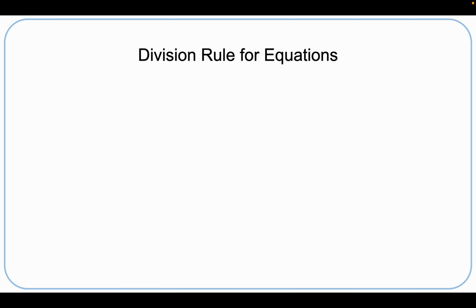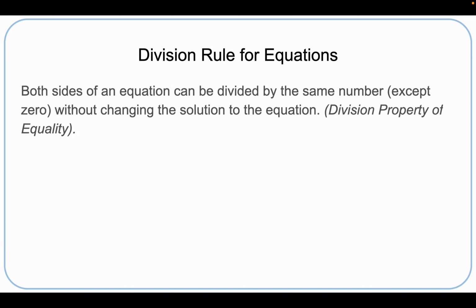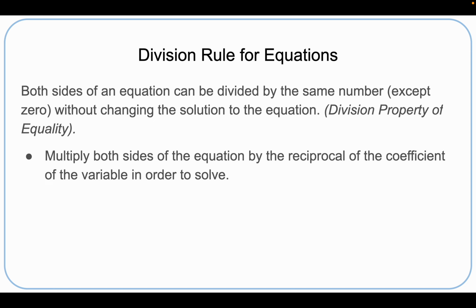Okay, next is division rule for equations. So this is just going to be the opposite of our multiplication rule. Both sides of an equation can be divided by the same number, except 0, without changing the solution to the equation. This is called the division property of equality. And then my slide is wrong here. This should say divide. So divide both sides. Just going to put a D there. Divide both sides of the equation by the coefficient of the variable in order to solve.